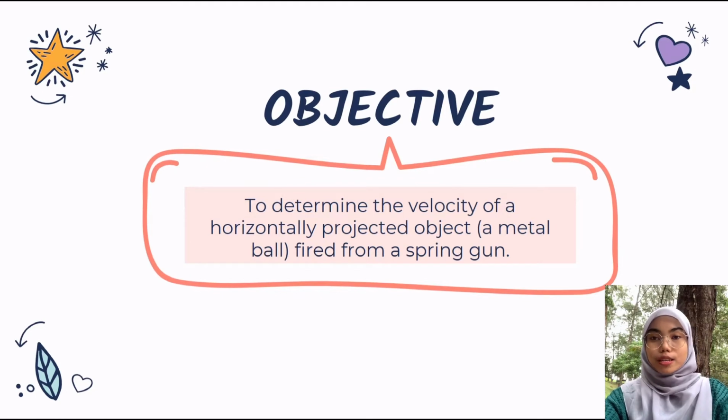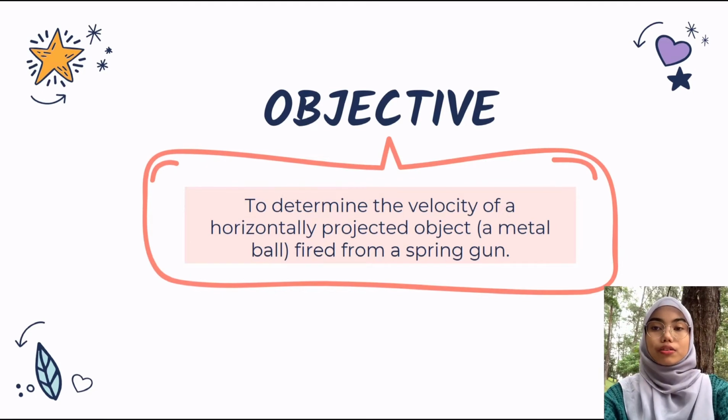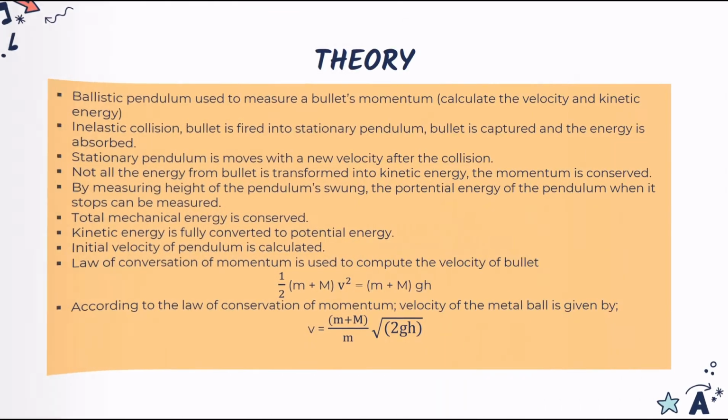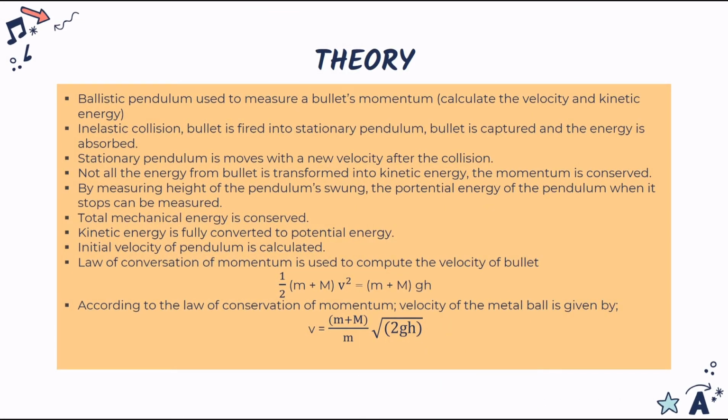The objective of the experiment is to determine the velocity of a horizontally projected object, a metal ball fired from a spring gun. Theory of the experiment: a ballistic pendulum is used to measure a bullet's momentum, from which it is possible to calculate the velocity and the kinetic energy.